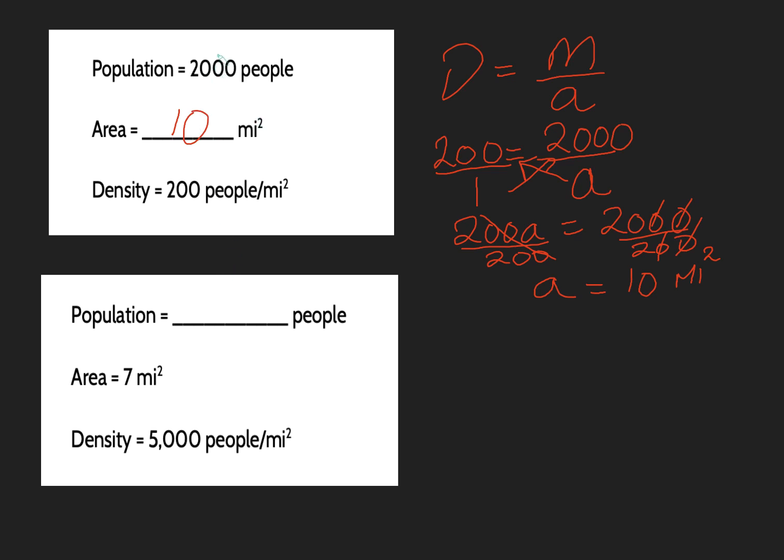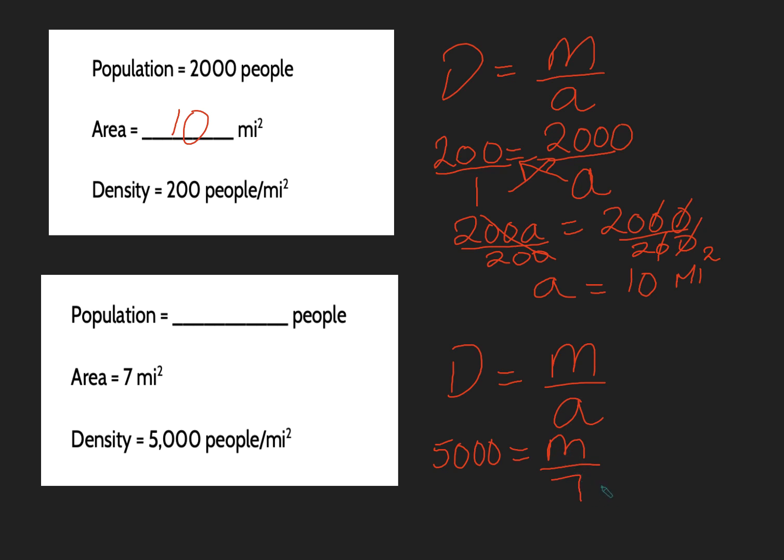Again, if you wanted to check this, take your population, which is 2,000, divide it by the area, and notice you will get 200. Alright, let's look at this one. Notice population is blank. We don't know the population. We know the area is 7 square miles, and we know the density. So again, start with your formula. Density equals mass over area. Alright, let's fill in what we have. We have the density. It is 5,000. Do we have the mass? No, we don't. So I'm going to leave that as M. We do have the area, that is 7. So we have to find the mass.